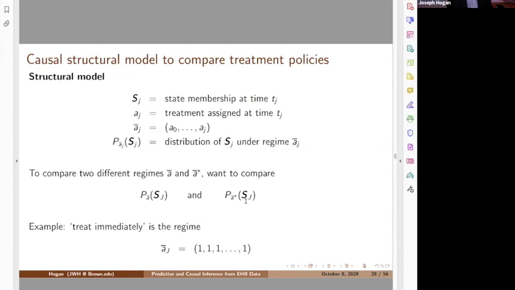I guess the other thing that Mike Daniels and Jason Roy are working on, which I think is also along the same lines, is that they just say take everything in sight and model it non-parametrically using a Bayesian likelihood.